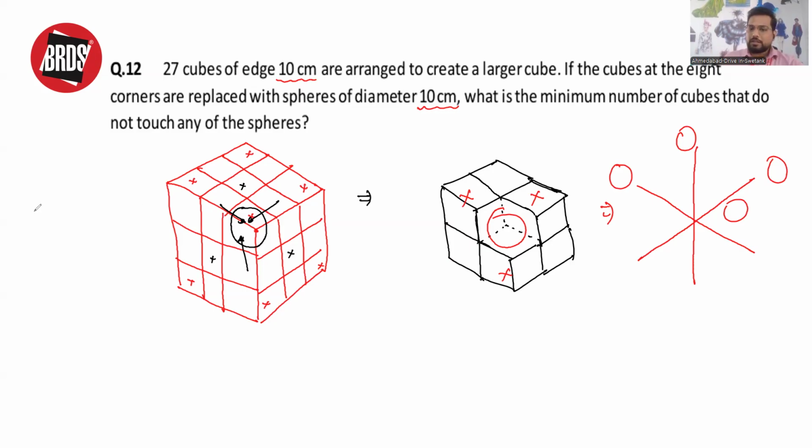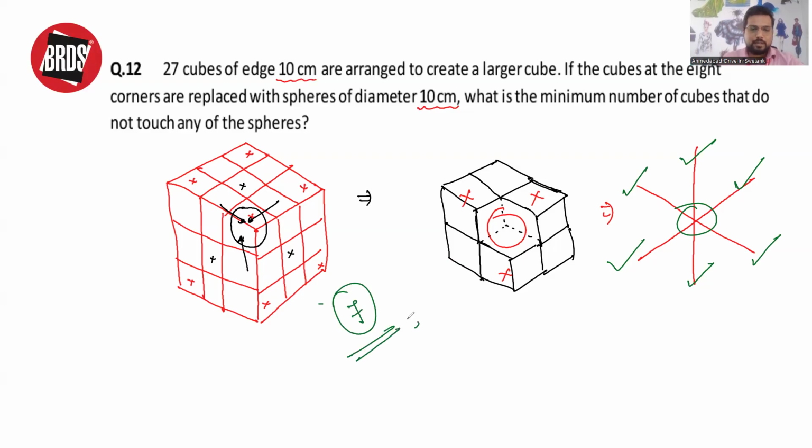Okay, so it won't be touching them. So the number of cubes that would be lying onto this one would be 1, 2, 3, 4, 5, 6, and 7. Okay, so the answer for the question would become 7. At least these seven are definitely not going to touch any of the other cube. Okay, sorry, any of the other sphere. These cubes are not going to touch any of the other sphere. So the answer would become 7 for this one.